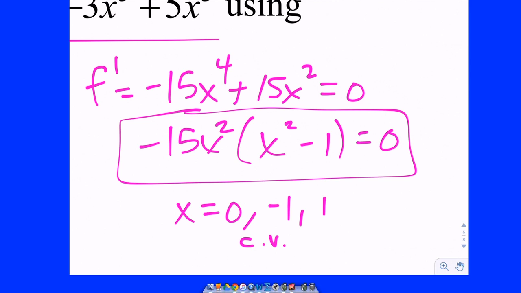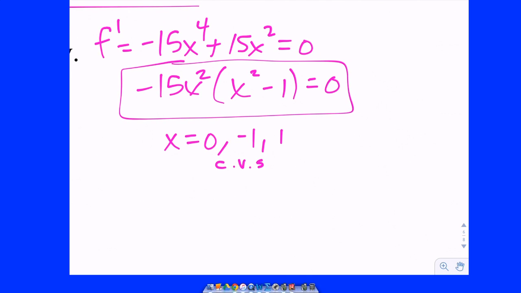You're implicitly declaring those to be critical values, CVs. You don't have to say they're CVs. When you take a derivative and you set it equal to 0 and you solve for x, you're saying they're critical values. Now, the first derivative test requires us to test between them.